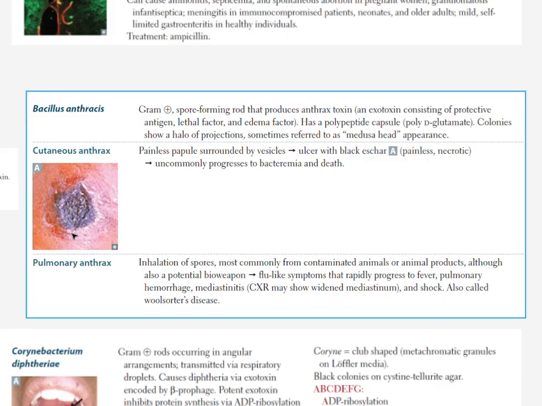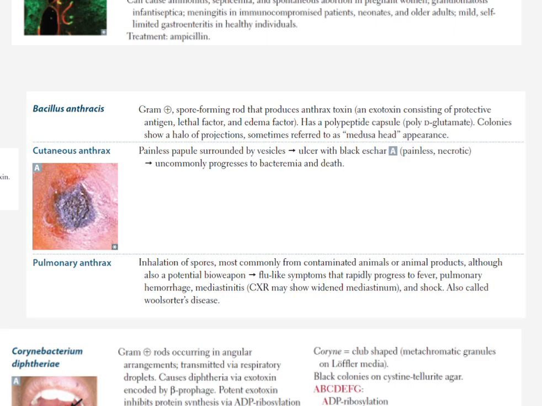It looks like an insect bite, like it has a black center. So it's a painless papule surrounded by vesicles. It's an ulcer with black eschar. It's painless and necrotic, and it uncommonly progresses to bacteremia and death.